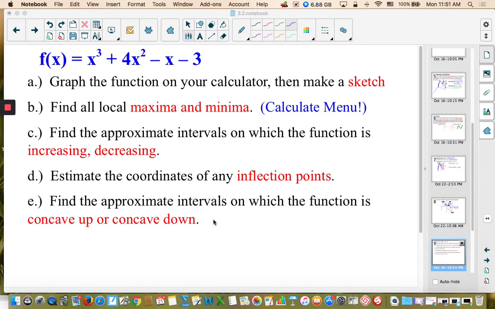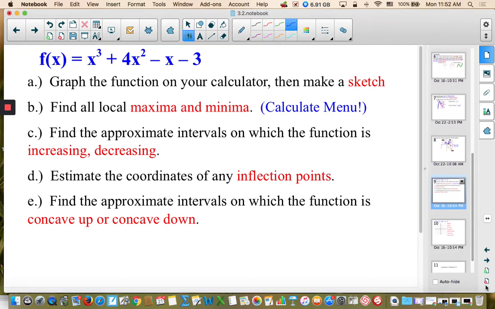So now we're going to bring all of this together, and we're going to graph this function on our calculator and make a sketch. We're going to find all the maxima and minima. We're going to find where it's increasing and decreasing. We're going to estimate the coordinates of any inflection points and tell where it is concave up or concave down. So here's where you need your graphing calculator.